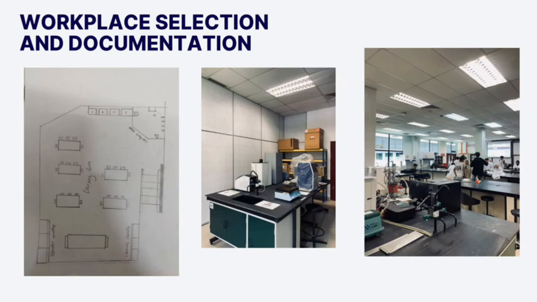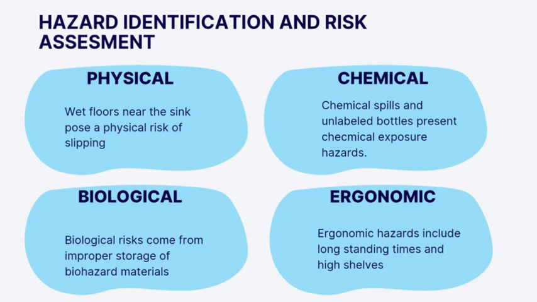shower station. During my walkthrough, I identified 10 potential hazards across several categories, but I will just list 4 out of 10 hazards in this slide. First category is physical. Wet floor near the sink poses a physical risk of slipping. Second category is chemical. Chemical spills and unlabeled bottles present a chemical exposure hazard.